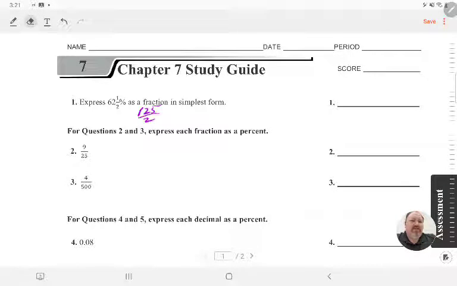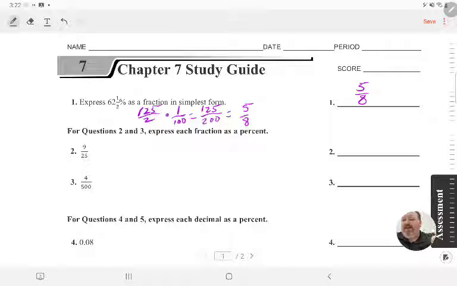Okay, so Chapter 7 Study Guide. Express 62.5% as a fraction in simplest form. First, I want to change that to a mixed number. So it would be denominator times the whole number plus the numerator, so it would be 125 over 2. And then we would divide that by 100, or simply multiply that times its reciprocal of 1 over 100. That gives me 125 over 200, and that would simplify down to 5/8.